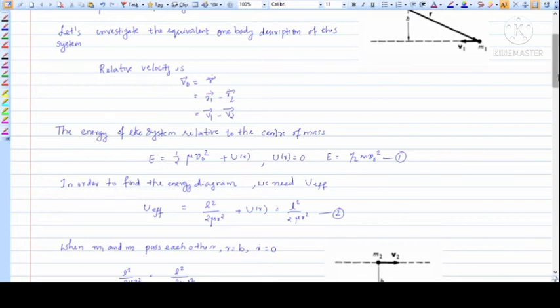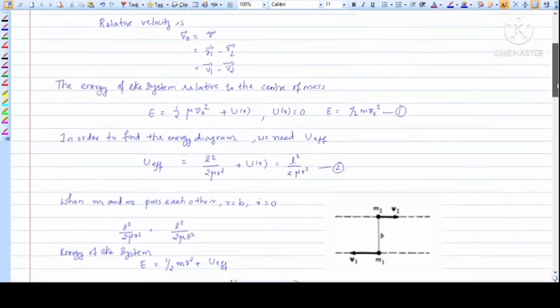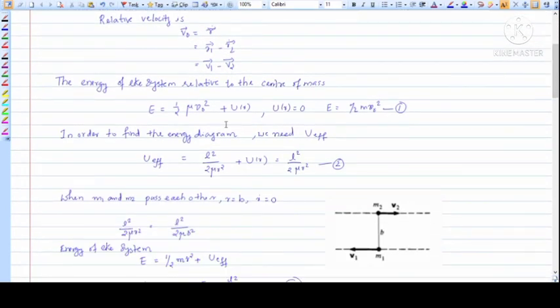And the heading itself says that it is non-interacting particles. So for non-interacting particles the potential energy is equal to 0. Therefore the total energy is equal to half mu v0 square. This is not m, this is mu, the reduced mass.